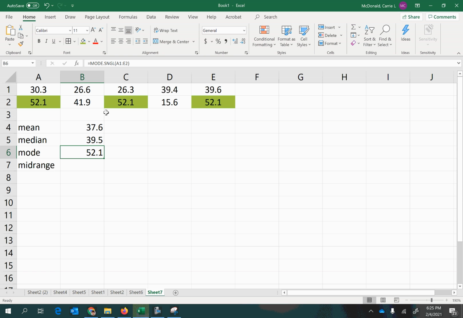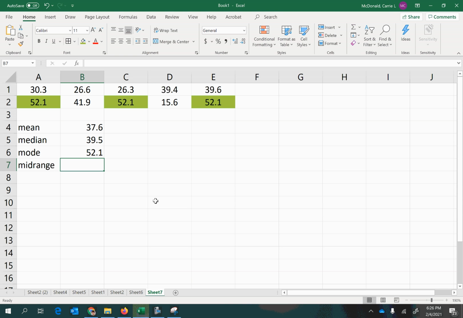And if there's a tie, then you would say they're both the mode. So let's just say that I had this number repeating 3 times, then both 52.1 and 15.6 would be the mode. If no number repeats at all, there would be no mode. And it's not just repeating, it's whichever one is repeating the greatest number of times. So let's say that this number repeated twice, it would not be enough. This one beats it, so that would be the mode.